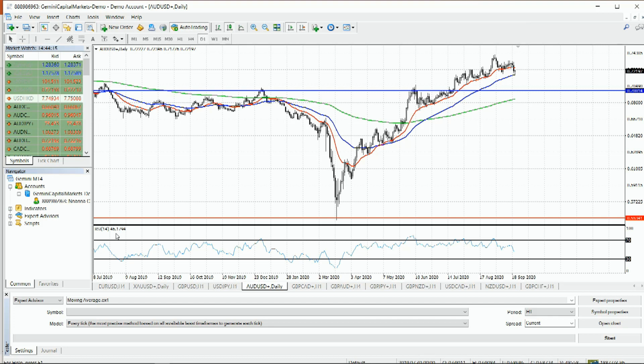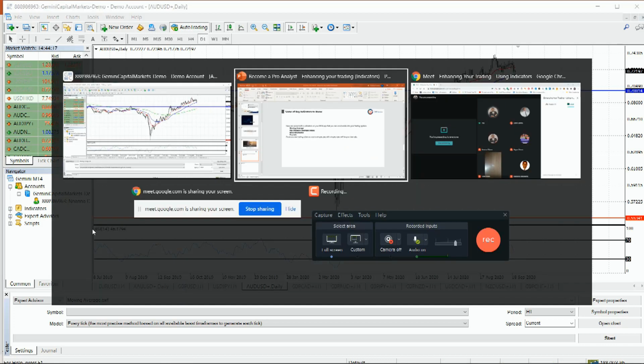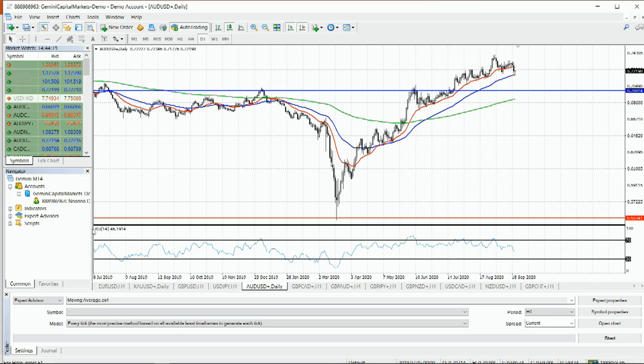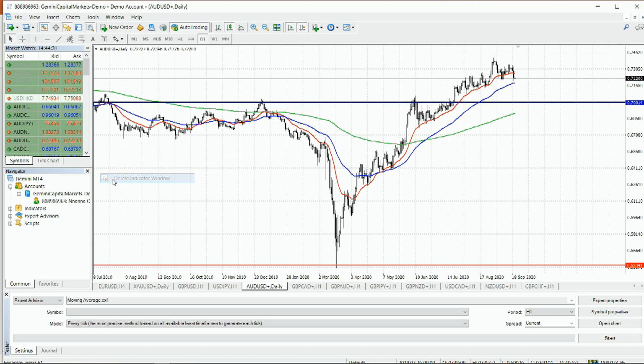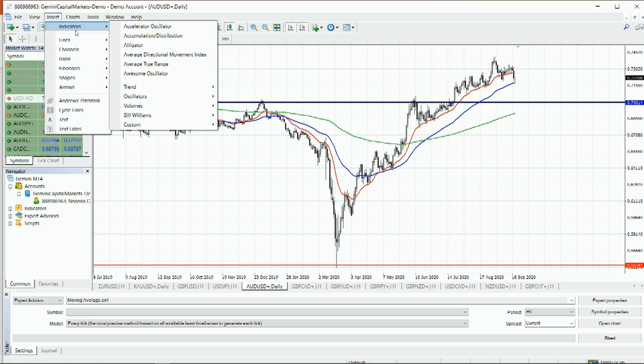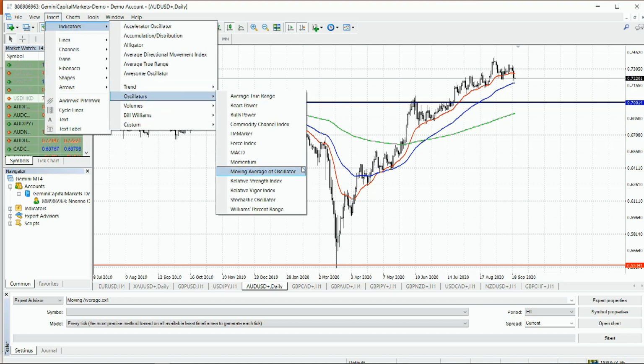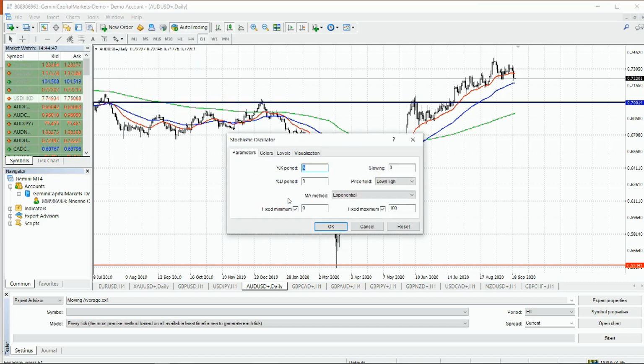And that's the RSI. The next one I would want to talk about is the stochastic. The stochastic is almost like the RSI. They are both oscillators. So what I'll do is take off the RSI. Let me delete this, delete indicator window. And then I'm going to add the stochastic. So go to indicator, oscillator, and I go to stochastic oscillator.